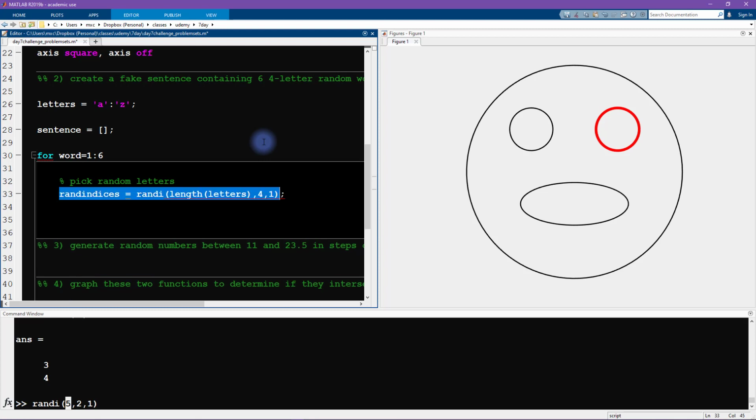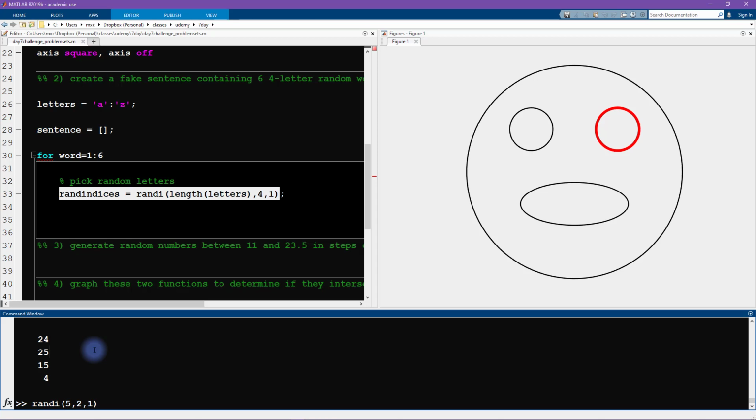Okay, and let's just see what that happens to be like here. Okay, so this happens to be these numbers, and then we can type letters rand indices, and this is our first random word. And maybe this is pronounced Xiod or Zyod. It sounds quite science fiction-y, doesn't it? It's like the land of Zyod.